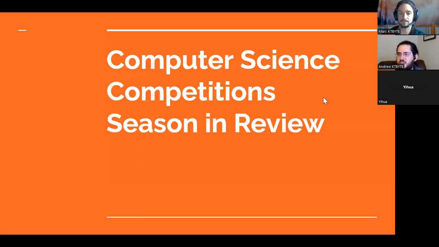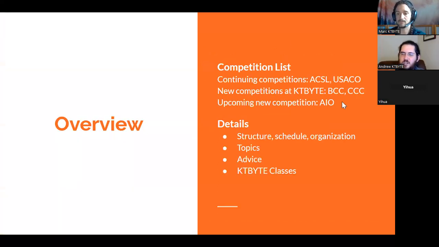So let's see. We have a little list here. We're going to talk about primarily these competitions. Maybe it's a little small text, but we're sort of dividing these into a few categories. We have the ones that you might have heard of us talking about before, which is ACSL, which stands for American Computer Science League, and USACO, which is the USA Computing Olympiad. There are also some new competitions we've been able to offer in the past year that we never did before. We've mentioned these and talked about them a little bit, but this is sort of the first follow-up session about how those have been going and what we plan to do in the future.